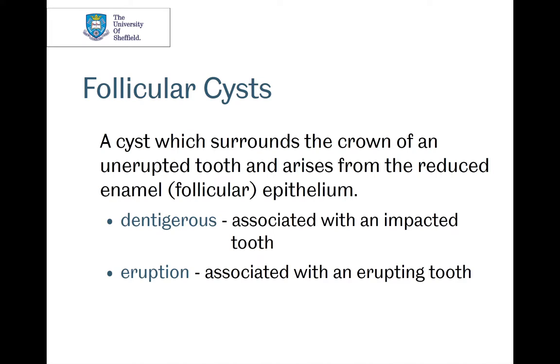And these are cysts which surround the crown of an unerupted tooth, and they arise from the tissues which normally surround the tooth, that is the reduced enamel epithelium, which is covering the enamel after crown formation is complete. And if it is associated with an impacted tooth, that is, the tooth is still contained within the bone, we call it a dentigerous cyst. And if it is associated with an erupting tooth, that is, it's really pretty superficial and it's out into the connective tissues of the gingiva, then we call that an eruption cyst.